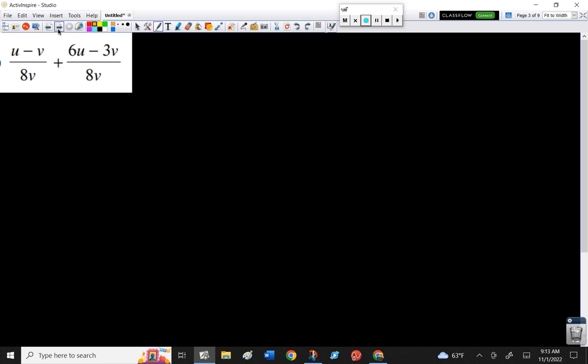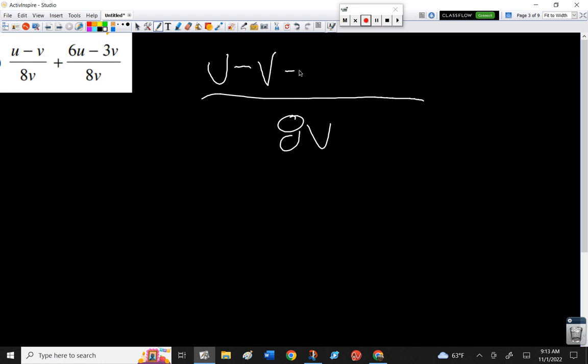We have to do this shortcut if we don't have common denominators. But check this example number 1 out. It has a common denominator. The common denominator is 8v. So we can add those tops together because 8v is the common denominator. So we'll get u minus v plus 6u minus 3v.